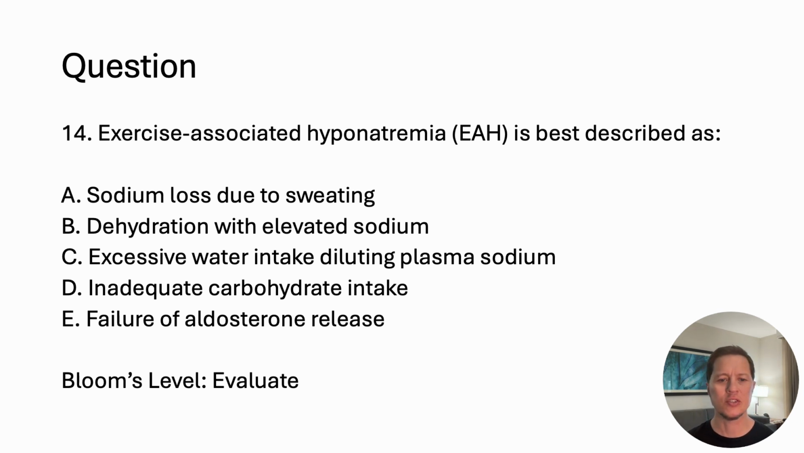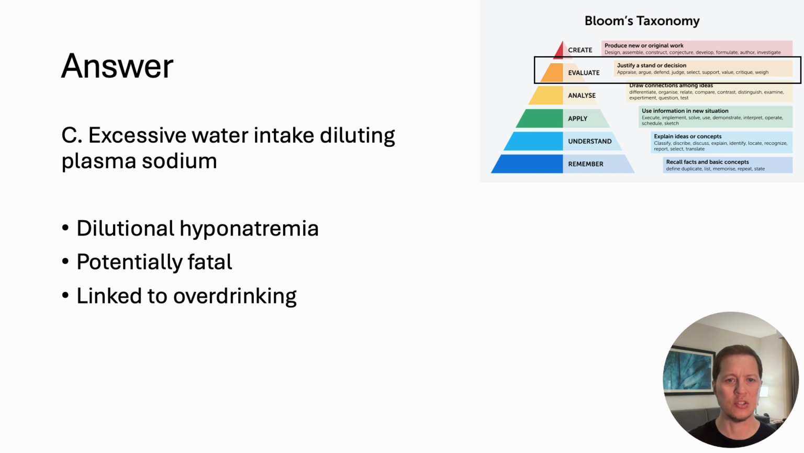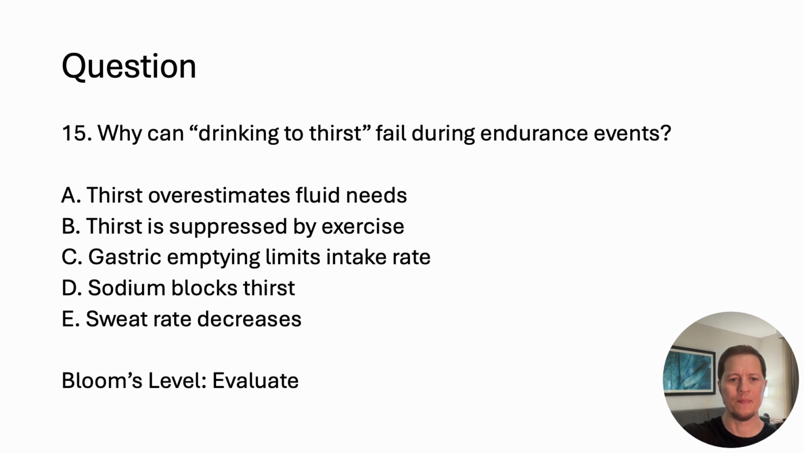Question 14, exercise-associated hyponatremia is best described as A, sodium loss due to sweating, B, dehydration with elevated sodium, C, excessive water intake diluting plasma sodium, D, inadequate carbohydrate intake, or E, failure of aldosterone release. And exercise-associated hyponatremia results from consuming more fluid than lost, diluting plasma sodium to dangerous levels, so it's answer C.